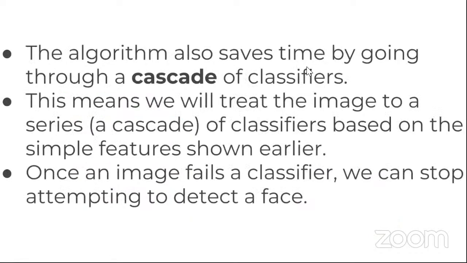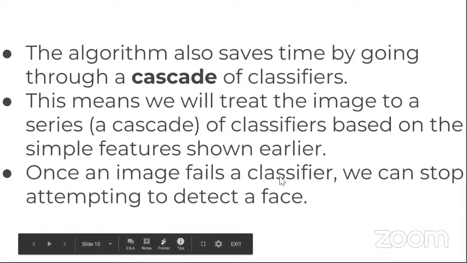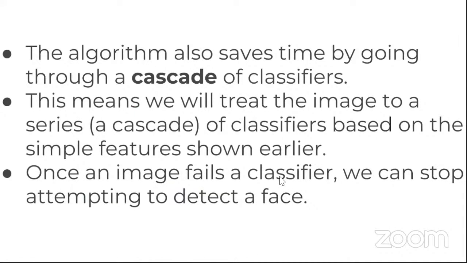So the algorithm also saves time by going through a cascade of classifiers. Previously I showed you some of the classifiers. This means that we will treat the image to a series of these classifiers based on simple features shown earlier. Once an image fails a classifier, we can stop attempting to detect a face, and it will say that the face is not detected, meaning there will not be a face of any person. It will be just another image or something like that.